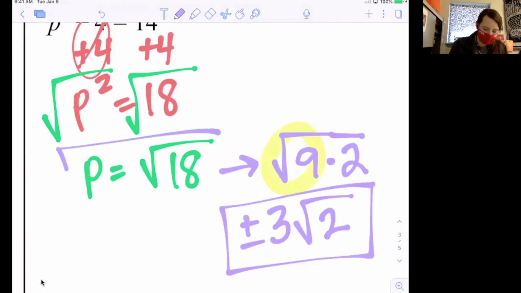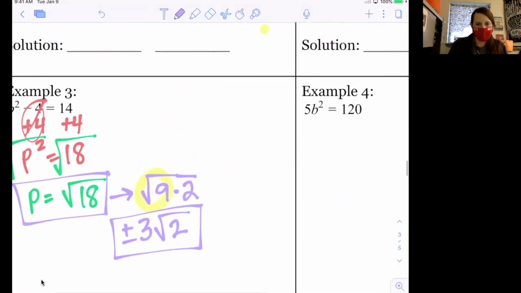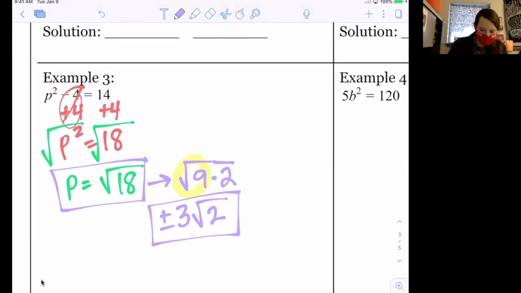lesson. So if you want to leave this as square root of 18, you can, since we don't know the exact square root. But if you remember from previous years how to simplify, go ahead and do that.